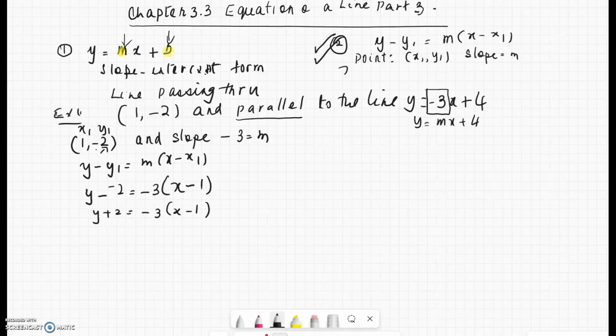You could leave it here, or you could simplify it further and put it in the y equals mx plus b form. We subtract 2 on both sides, distribute the 3, so -3x, negative times negative is positive 3, 3 minus 2, so y is equal to -3x plus 1, and that's the equation of the line.